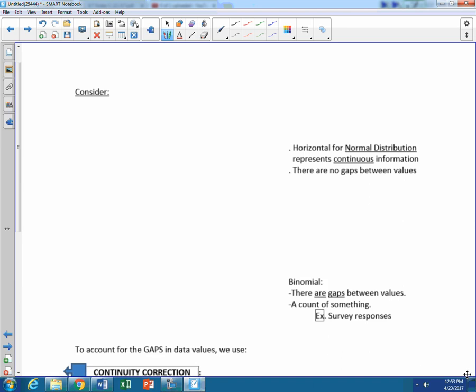This approximation for binomial works out really well. There are a couple of things that we have to consider because we're dealing with representing discrete data on a continuous scale. So we've got to make some allowances for that. So let's just consider for a second that we use the density curve in general for continuous data, which is measurable.